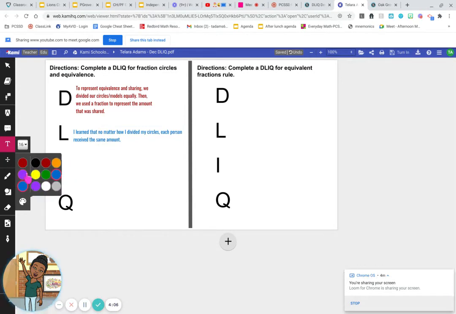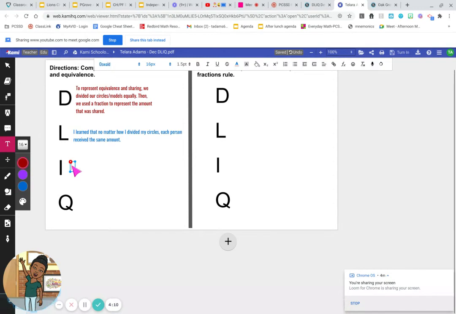Now, what did you find interesting? What did you find interesting? I thought it was interesting there was more than one way to represent or show that things can be shared.